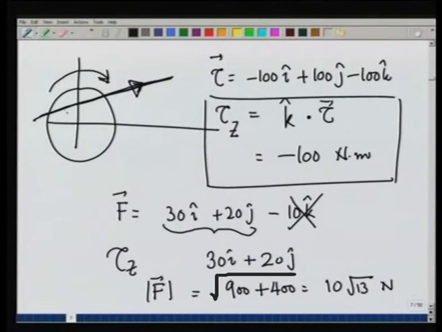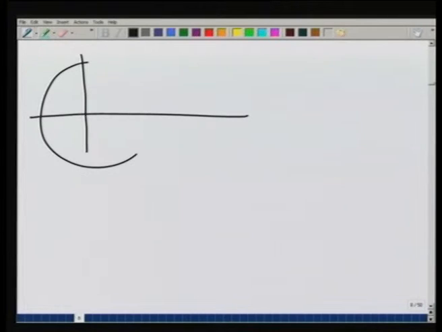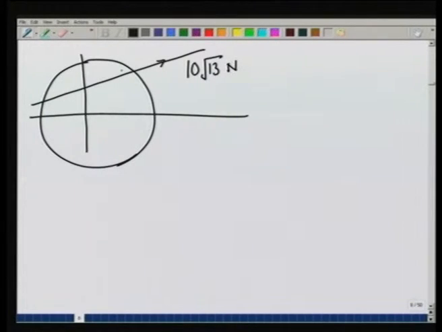I want to find the distance perpendicular to this force, that is this distance d from the origin. Let us find that. Let me make the picture again. So, as far as the rotation of the disc is concerned, a force is acting on this of the magnitude 10 square root of 13 newtons along this line, which is given by the vector 30 i plus 20 j minus 10 k. This we have ignored. So, in the plane x y, this is given by this.